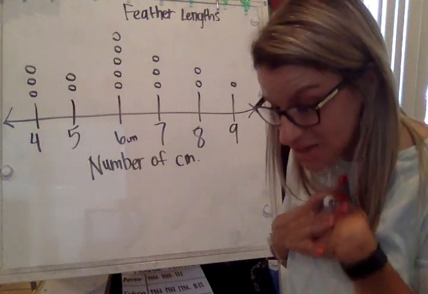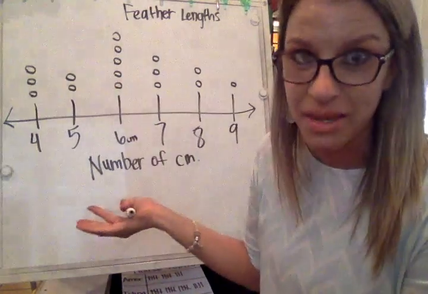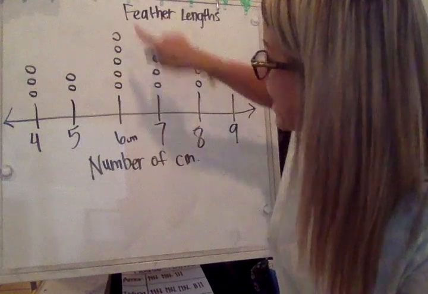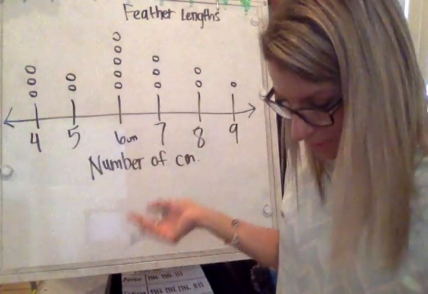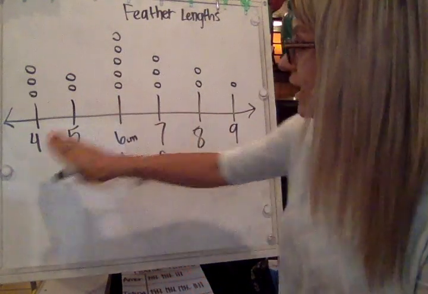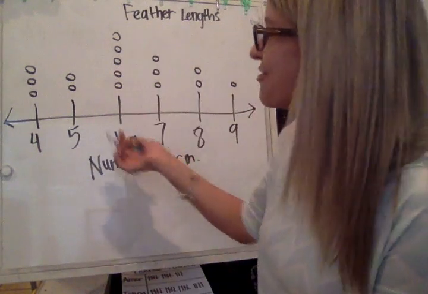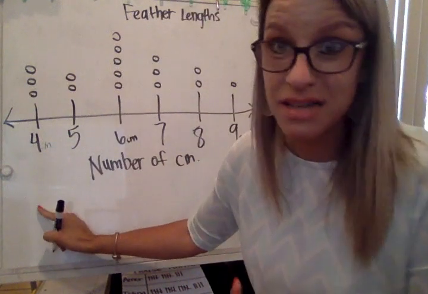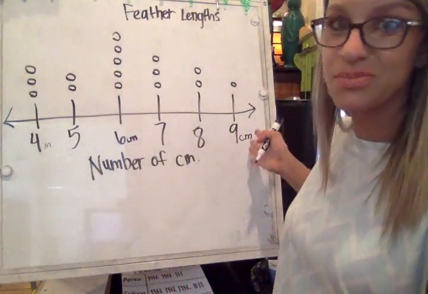The question says, what is the most common feather length? Well, most common just means which one happens the most often. So the one that has the greatest amount, I can tell, would be the 6 centimeters. So I would just write the number 6 in that spot. When it says, why does the number line use the numbers 4 through 9? It uses the numbers 4 through 9 because the measurements of the feathers are from 4 centimeters to 9 centimeters. So the smallest is 4 centimeters, and the largest feather length would be 9 centimeters.